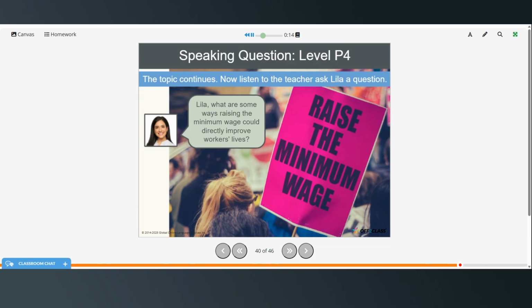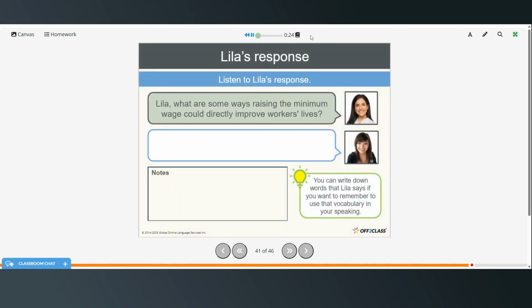Now listen to the teacher ask Leela a question. Leela, what are some ways raising the minimum wage could directly improve workers' lives? Now listen to how Leela answers the question. Raising the minimum wage could help workers afford essentials like rent and groceries more easily. It might reduce financial stress, allowing them to focus on other goals or save for the future.